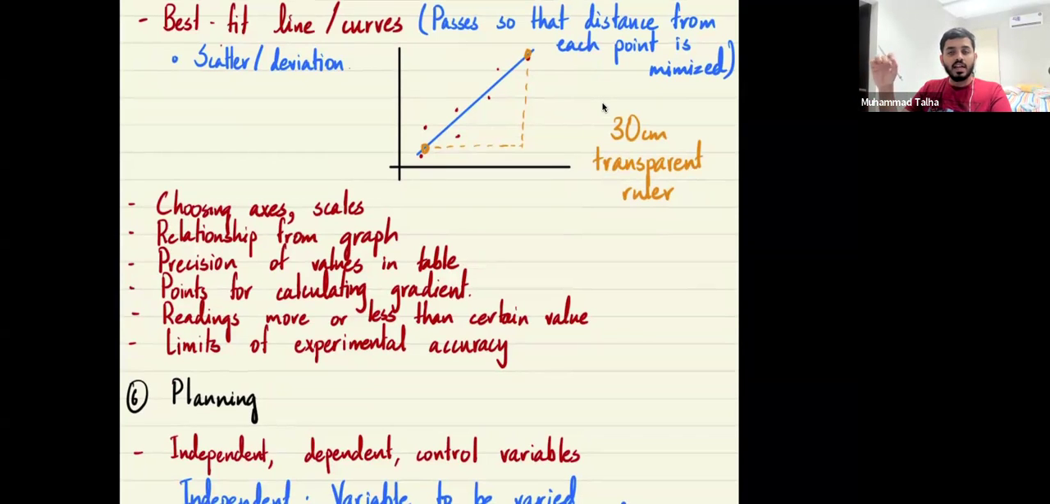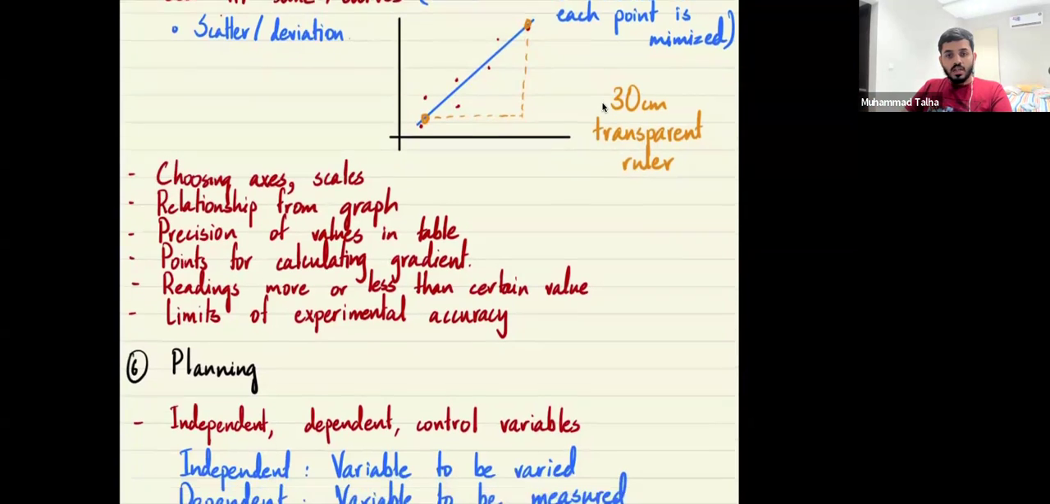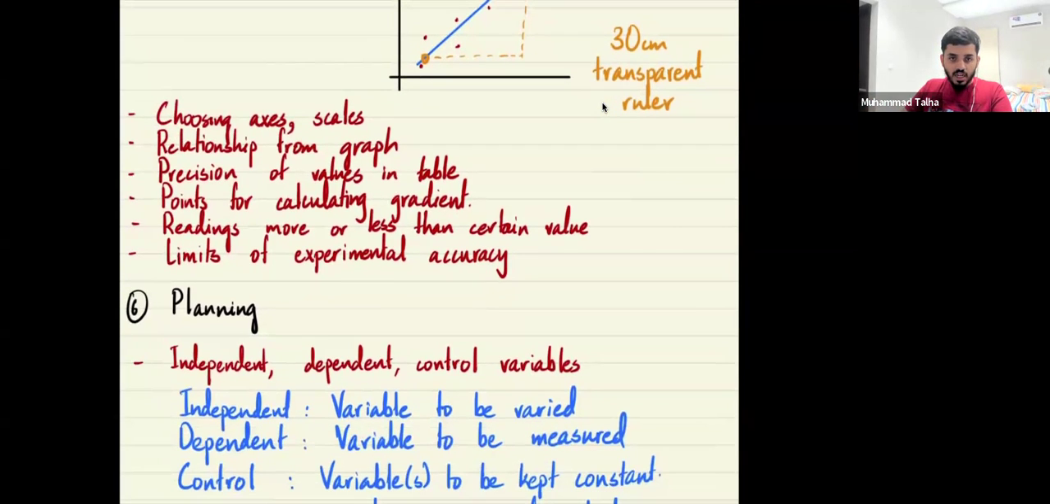And any and every value that you have to calculate, you can also give to 3SF and your examiner will give you marks all the time. Points for calculating the gradient, these must be very far apart, right? And it always helps to draw a triangle like this. Usually it's not required, but sometimes the examiner does tell you to draw a triangle, then you have to draw a triangle, right? This just helps the examiner see what points you've taken. So readings more or less than a certain value.